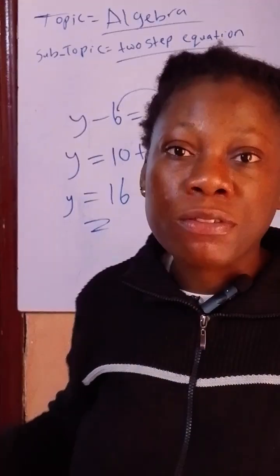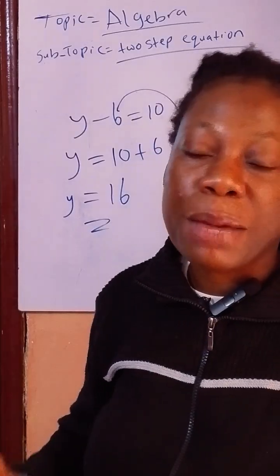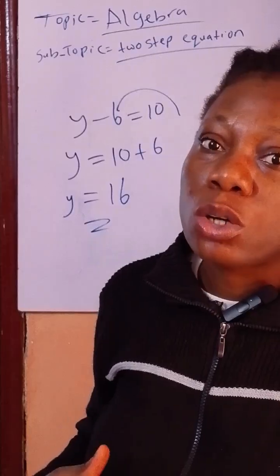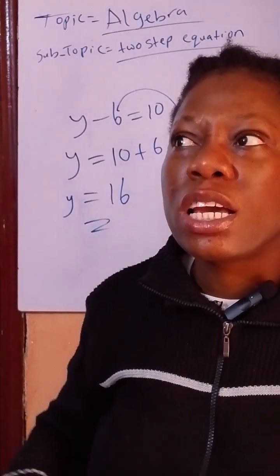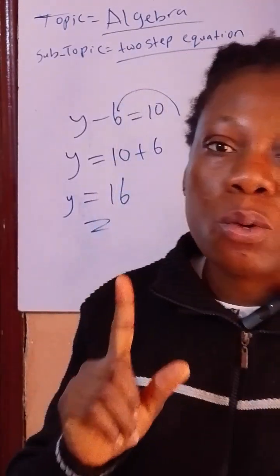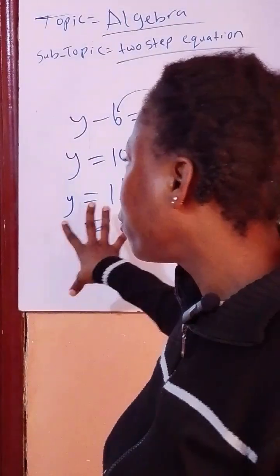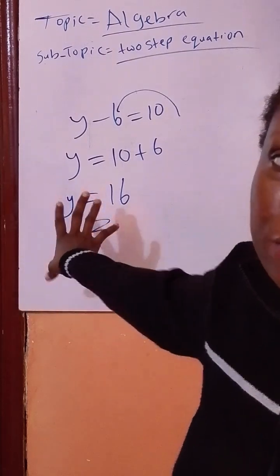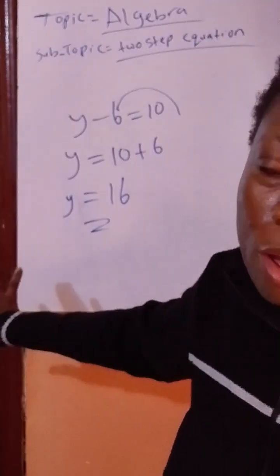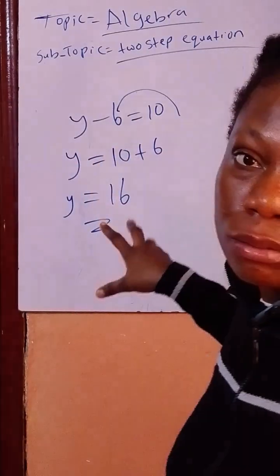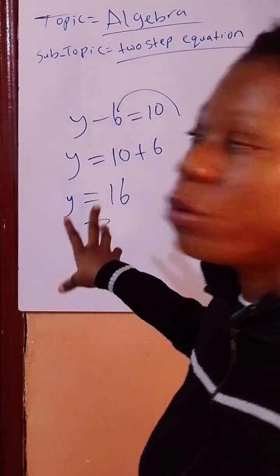This one that I solved now is called one-step equation. And why is it called one-step equation? It is called one-step equation because it requires one step. The operation requires one step to solve. This one does not require division. It doesn't require dividing both sides or something. This is one-step equation.